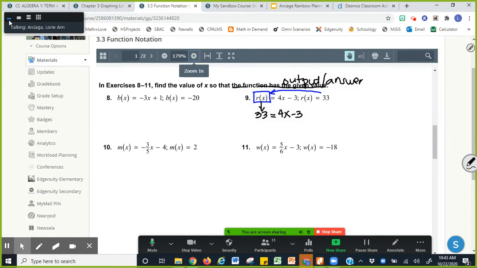All right, so now what happens? We have to get the x by itself, yeah? So how will we do that? We have to move this 3 over. So we cancel the 3, and then we have to add 3 to 33. So we get 36 equals 4x.